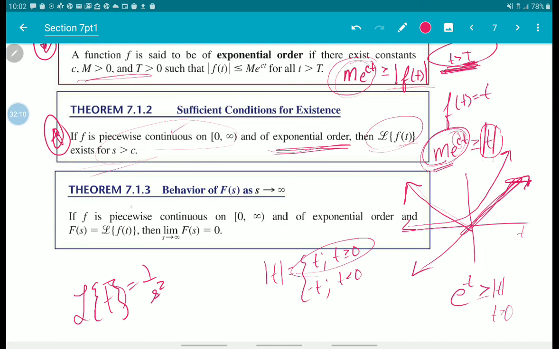So then if we have something that's piecewise continuous from 0 to infinity, and it's of exponential order, and the Laplace exists, then the limit as s goes to infinity of F of s would go to 0. Let me rewrite it this way. Using our simple example here, that would be taking the limit as s goes to infinity of 1 over s squared, and that guy's definitely going to go to 0. So that's all those theorems are saying.